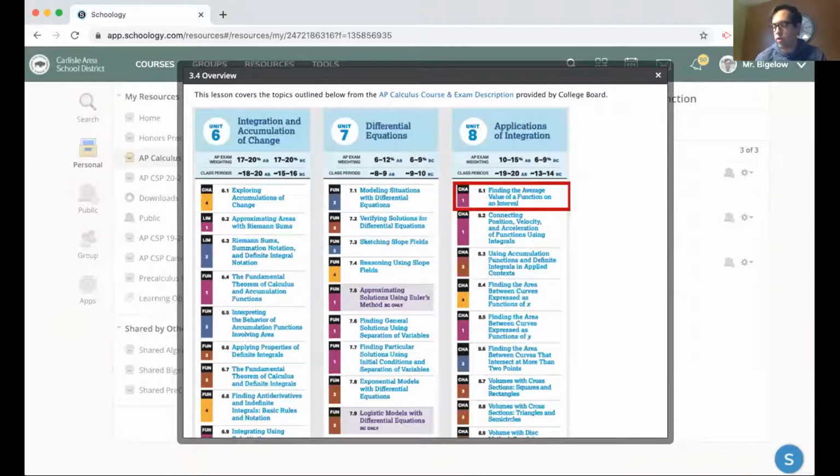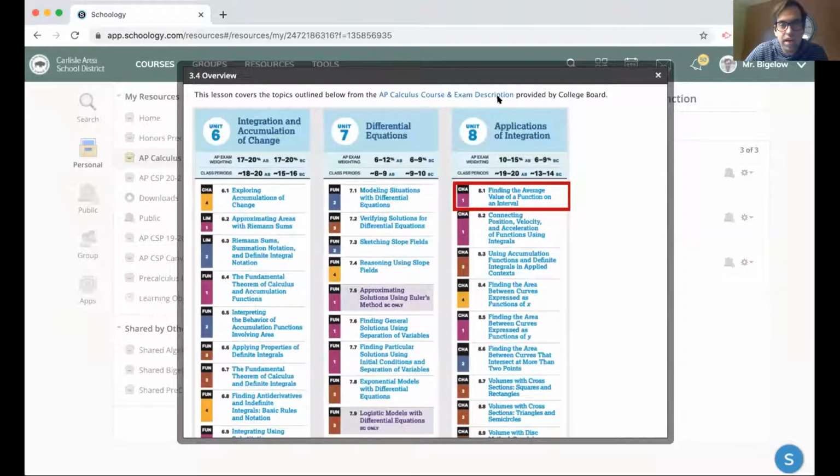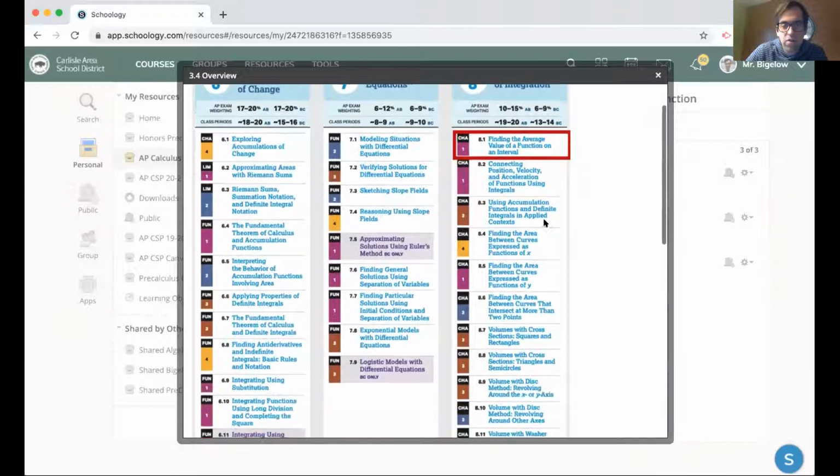Welcome to lesson 3.4, titled The Average Value of a Continuous Function, or Average Value of a Function. This comes from Unit 8 of the College Board's course and exam description. Now remember, our Unit 3 covers the entirety of integration from AB content, but you did not cover Unit 8 due to the shortened school year last year. So this is our first brand new lesson.